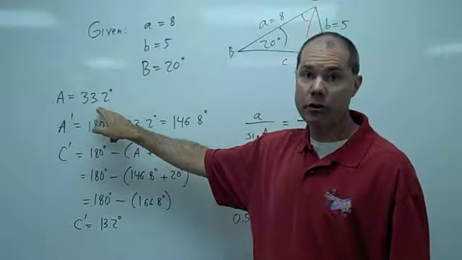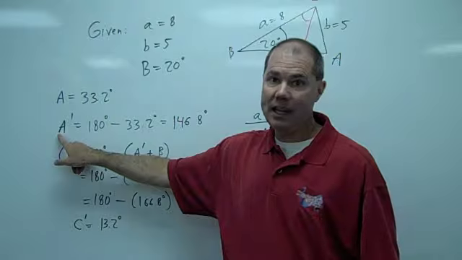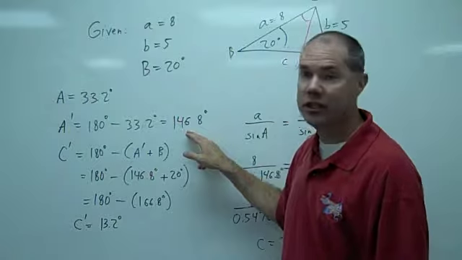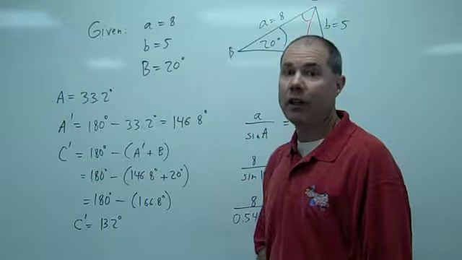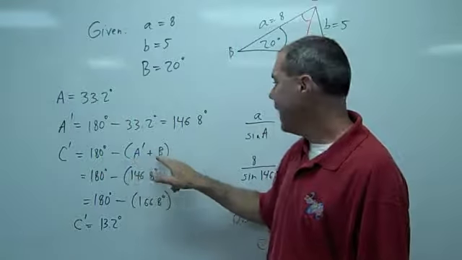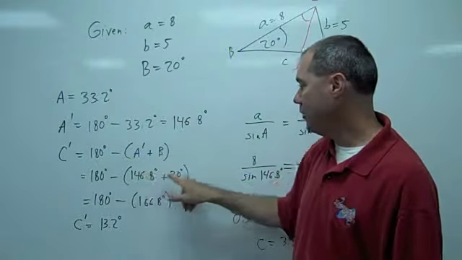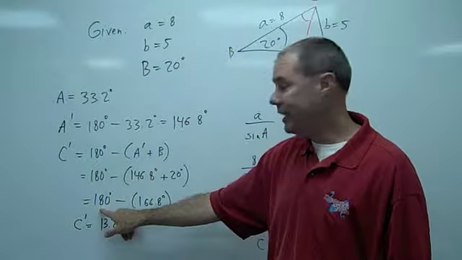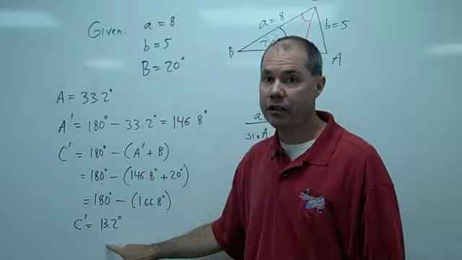A was 33.2 degrees in the first triangle. Now, A prime, which just means another A, we're going to take 180 degrees minus that 33.2 degrees to get 146.8 degrees. C prime then, remember the sum of the angles of a triangle is 180 degrees, is 180 minus our new A and our angle B. 180 minus the 146.8 that we just found, plus 20, that gives us 166.8. From 180 degrees gives us 13.2 degrees. Our new angle C is 13.2 degrees.